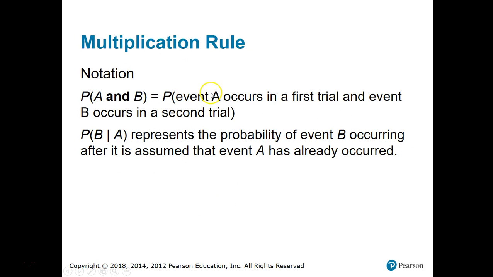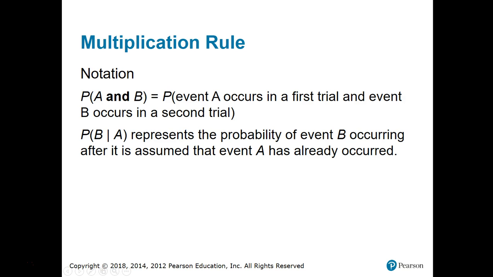All right, multiplication rule. We like multiplying. Multiplying's fun. We can do it. Probability events A and B occur in a trial. So now we're doing this one a little bit differently. Probability of A and B is equal to the probability of event A occurs in the first trial and event B occurs in the second. So this is talking about two different trials.